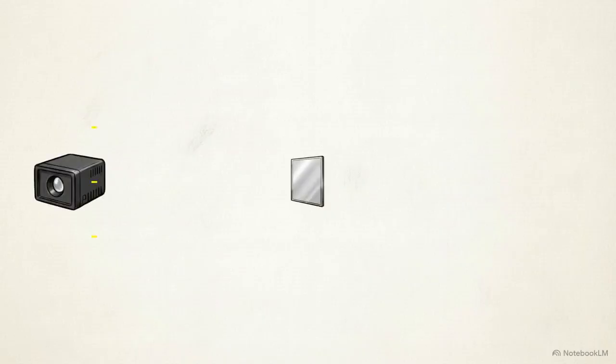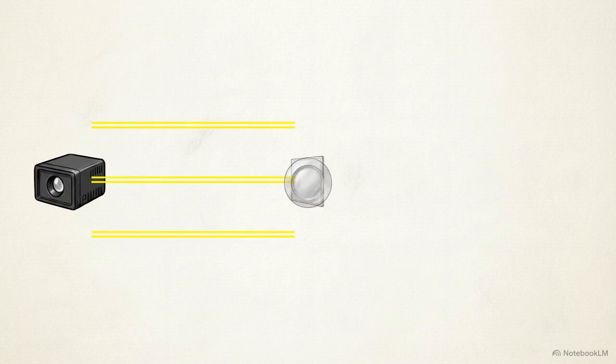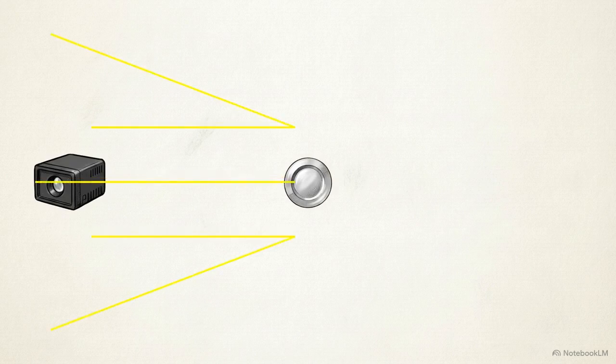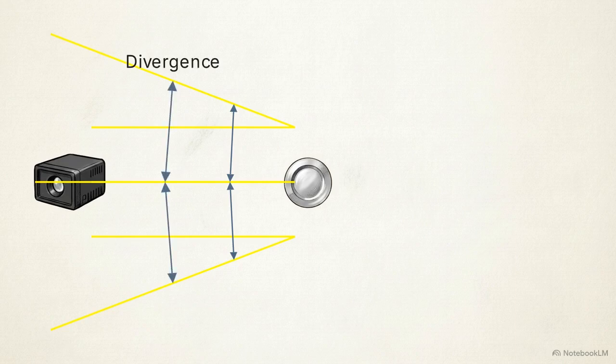When parallel light rays strike a flat mirror, they bounce back at the same angle they arrived. But on a convex surface, those same rays hit a curve that is angled away from the center, causing them to scatter. This scattering action is known as divergence. Instead of meeting at a point, the light rays spread further apart the further they travel.